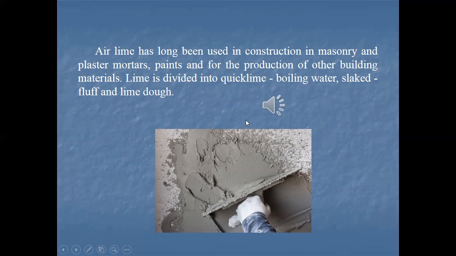Air lime has long been used in construction in masonry and plaster mortars, paints and for the production of other building materials. Lime is divided into quicklime, boiling water, slaked, fluff and lime dough.